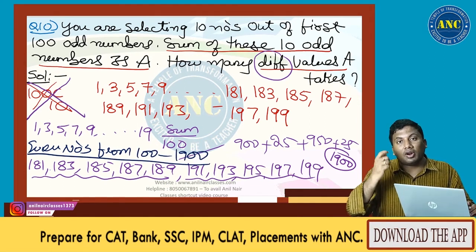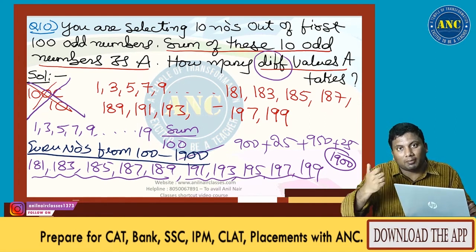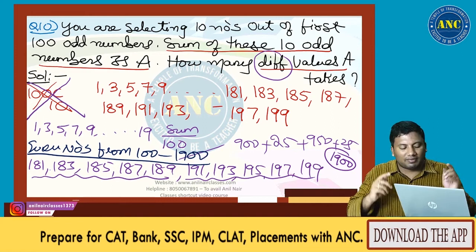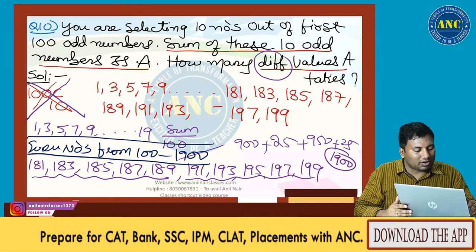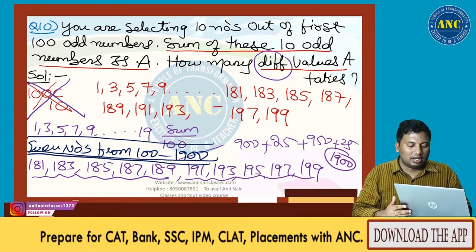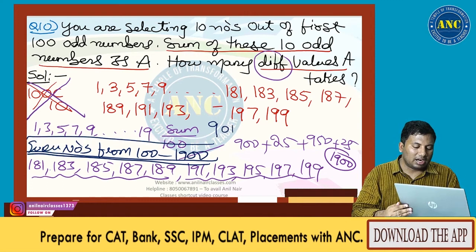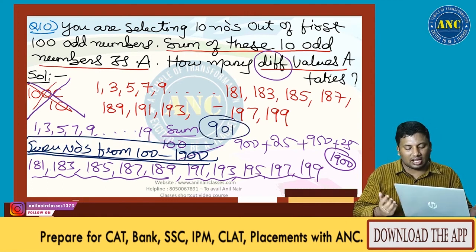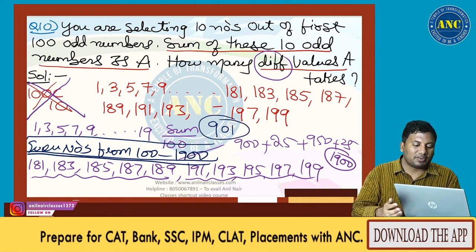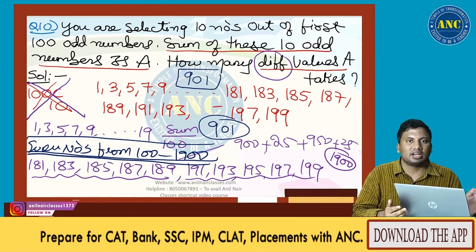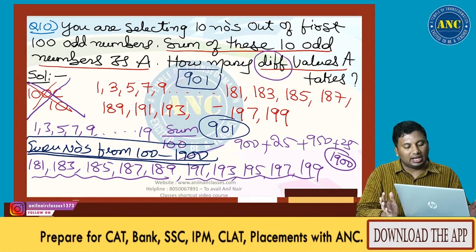If I add an even number of odd numbers, I will always get an even answer. I will never get an odd number. Even numbers from 1900 to 100, total 1801 numbers are there. 901 will be even because first and last are also even. The answer for this question is not 100 C10 but the answer is 901. I hope the idea is clear.